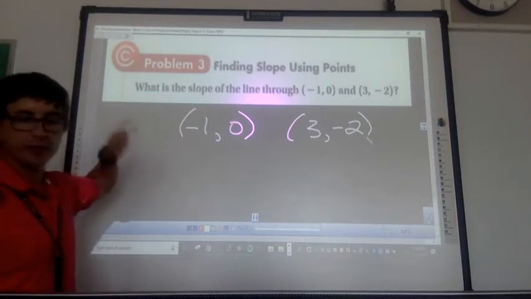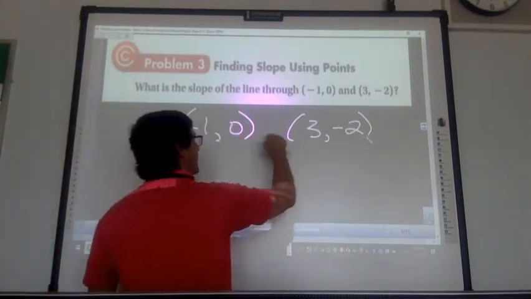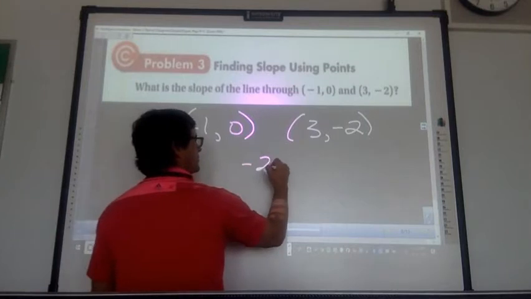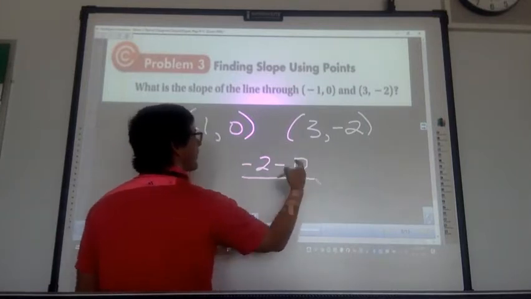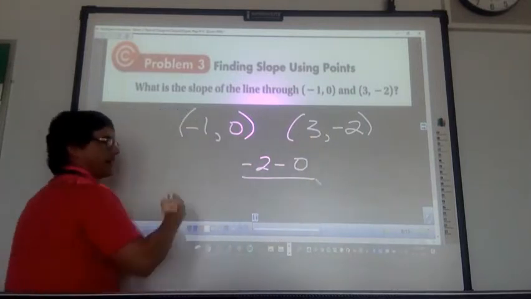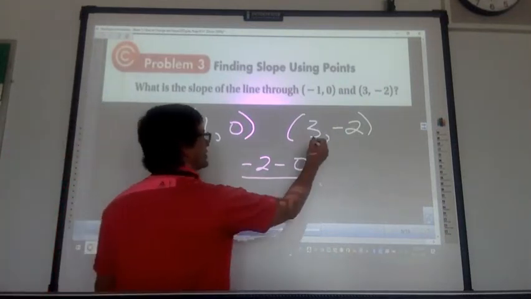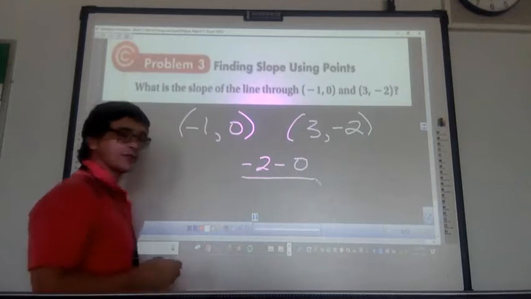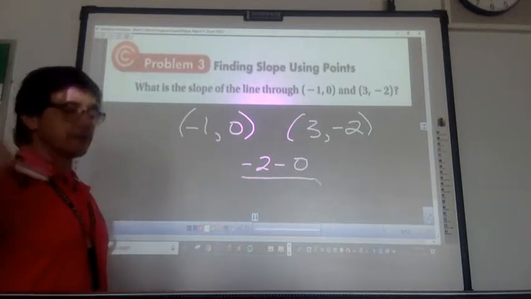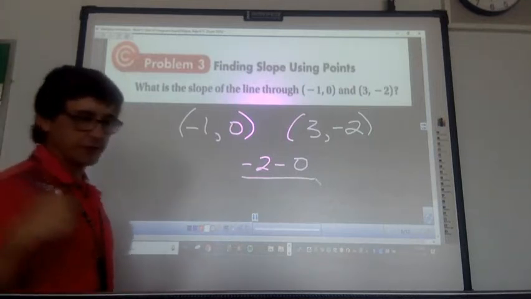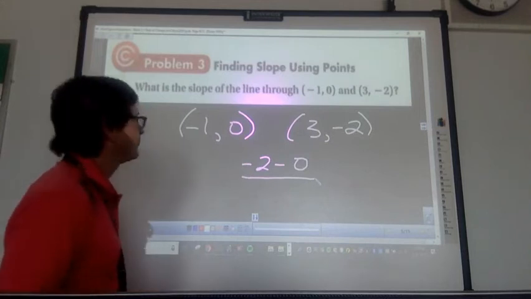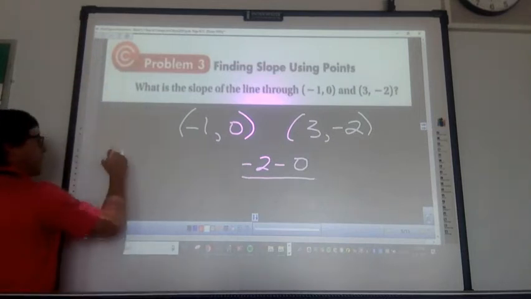Okay, so we're going to do second y minus first y, -2 minus 0, over second x minus first x. See, you don't have to remember the formula. As long as you're consistent, it's no big deal. Now, this is where freshmen screwed up. My juniors still screwed this up as well. Remember the formula.